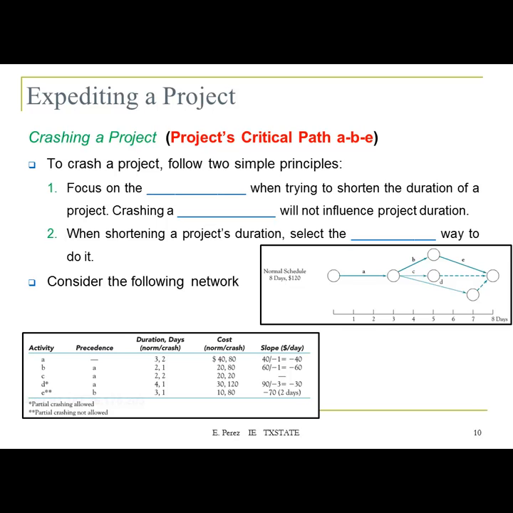So if we draw the network for this project, this is how the network will look like. We're going to have a couple of dummy nodes here just to make things or to illustrate things easier. But right now, the normal schedule will give you 8 days for completing the project, and it's going to cost you $120.